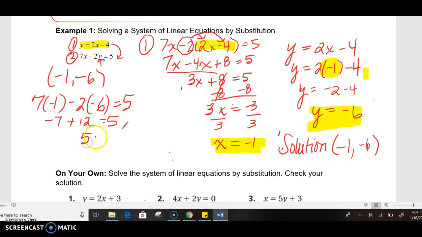7 plus 12 is positive 5. So that proves that the answer that I found is correct.